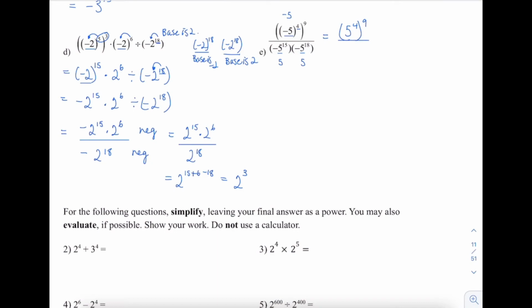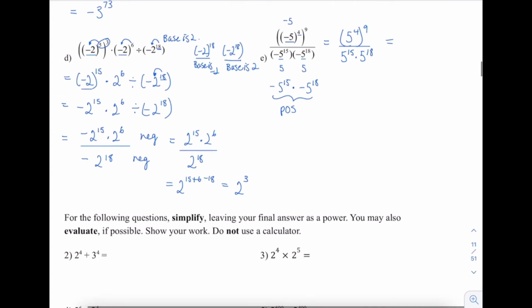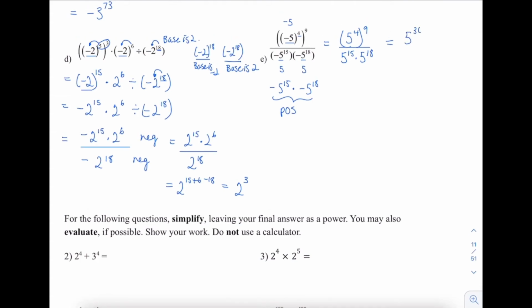And at the bottom, I can see that my negative 5 to the 15 is an overall negative quantity. My negative 5 to the 18 is an overall negative quantity. So together, multiplying them together, I'd get a positive quantity: 5 to the power of 15 times 5 to the power of 18. So we can see now that overall my answer is going to be positive. 5 to the 36 and 5 to the power of 33. Overall my answer is 5 to the power of 3.